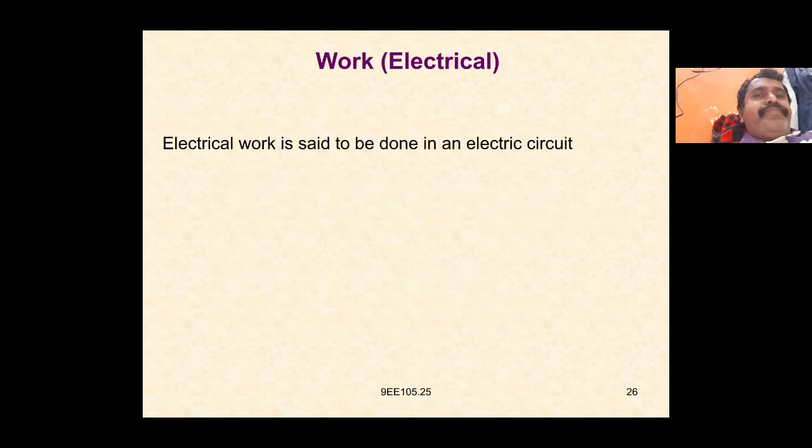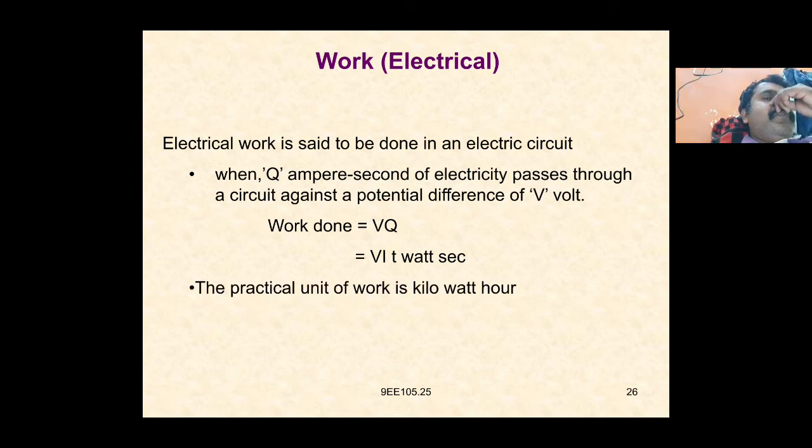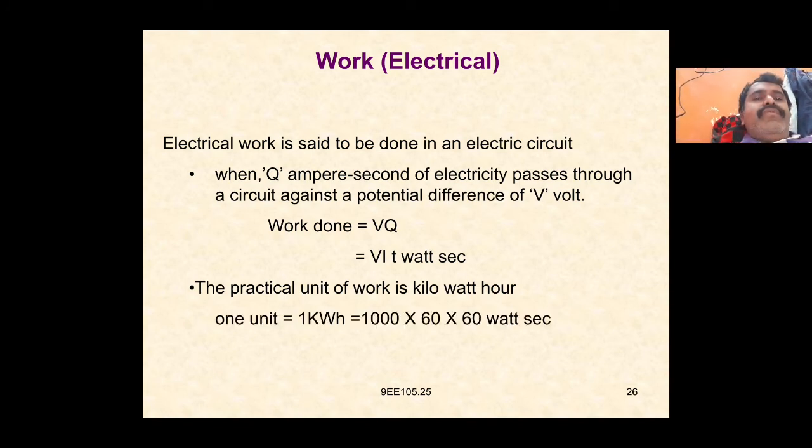Again, electrical work is said to be done in an electrical circuit when Q ampere second of electricity passes through a circuit against the potential difference of V volt. Work done is equal to V into Q, which is equal to VIT watt second. The practical unit of the work is kilowatt hour. 1 unit is equal to 1 kilowatt hour.